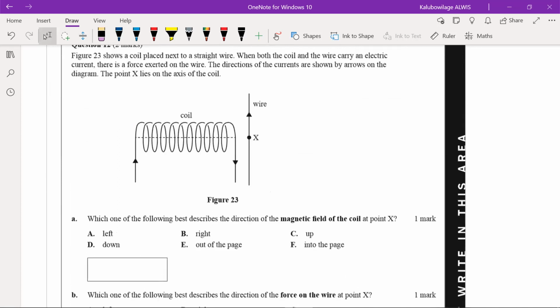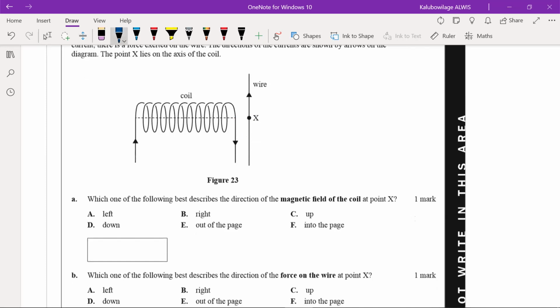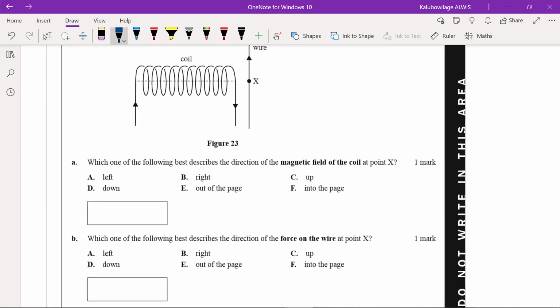Electric power. Which one of the following best describes the direction of the magnetic field at point X? So we just use the right hand grip rule. It should be left.